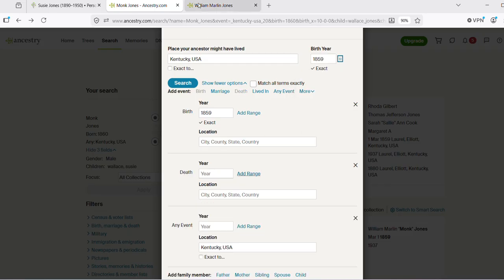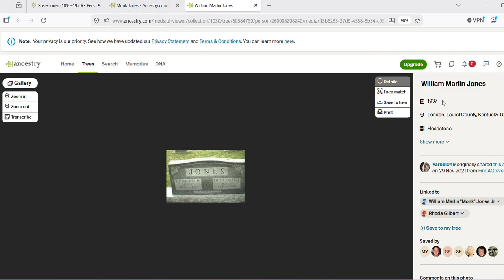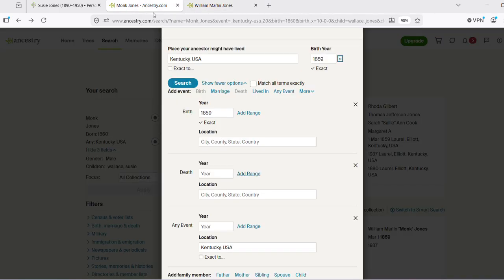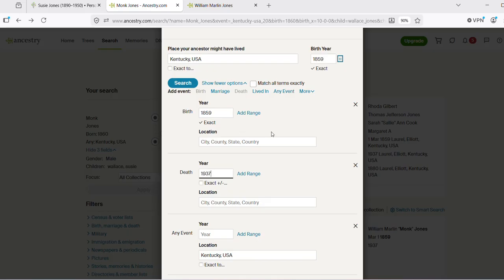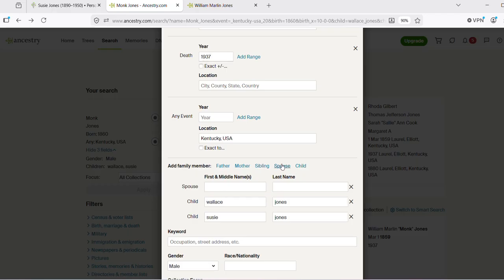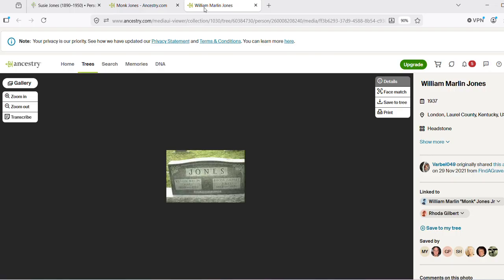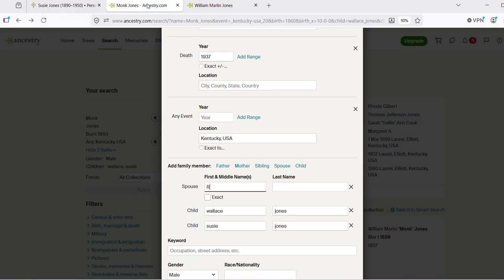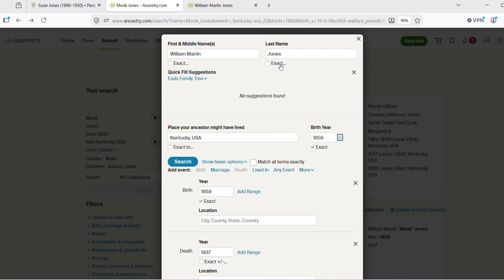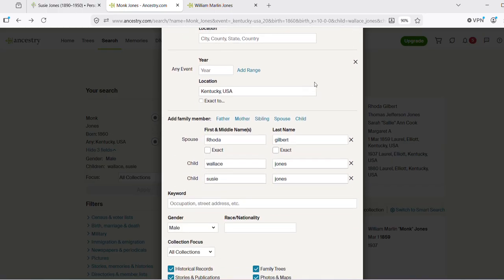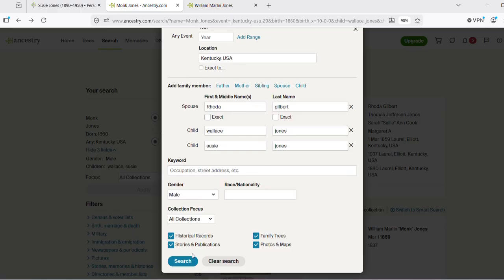I now know when he died, which is right here, it says 1937. And we know his spouse is, I forget, Rhoda Gilbert. By the way, if I'm not sure if that's how to spell her name, well, up here you can say sounds like or similar or Soundex. We've talked about Soundex before. There's a place where you can use Soundex where it takes all the words that sound like the way you're spelling it.